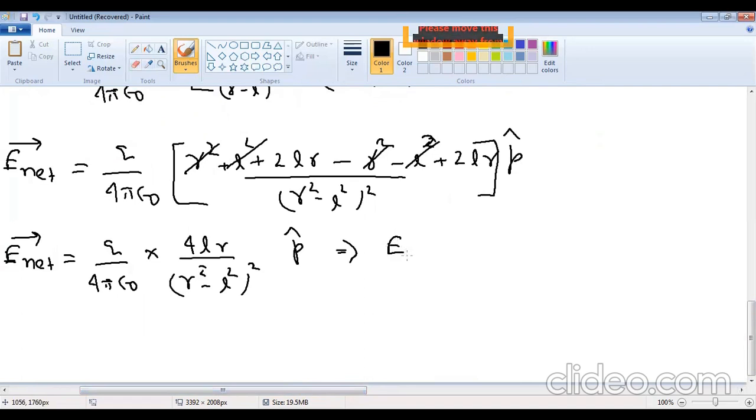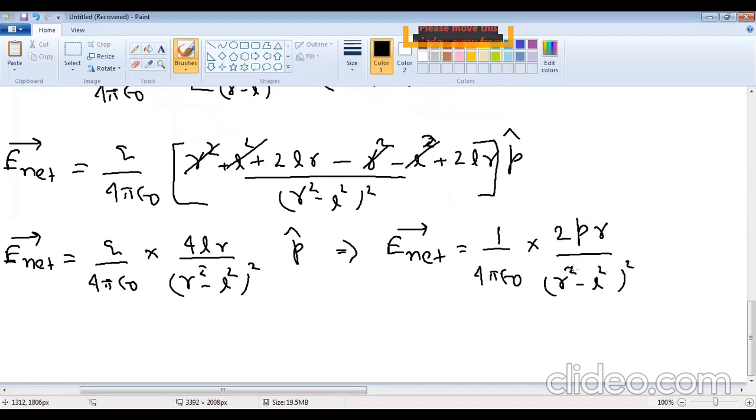So we can further simplify it. We know that P, the dipole moment, is written as Q into 2L. So we can use that here. Still we'll be left with this, with P cap. This is the expression for this electric field.